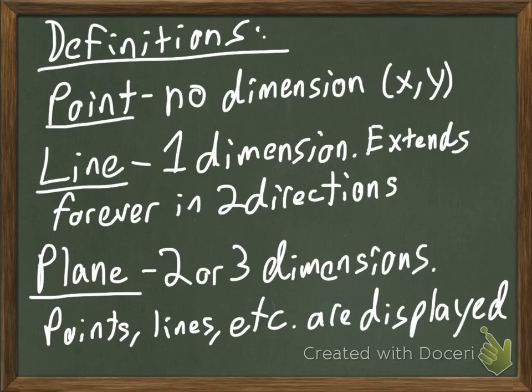A point has no dimension, and it's normally represented with this x, comma, y, as I'm sure you've seen in algebra. A line is one-dimensional and extends forever in two directions. Now a plane is basically everything, where everything goes. It's two dimensions, like if you were to draw a graph, or it's three dimensions, like if you were to build a house. And on it, that's where your points, your lines, your segments, rays, everything is going to go. It's on your plane.